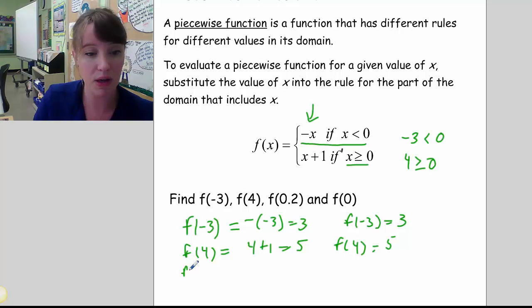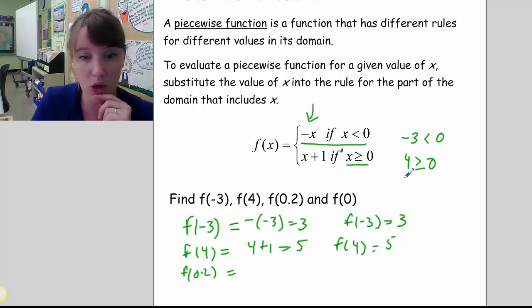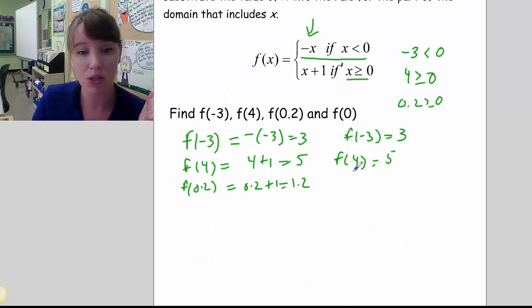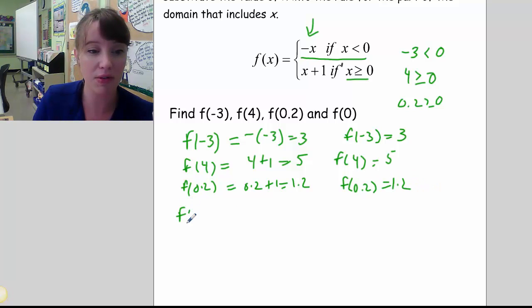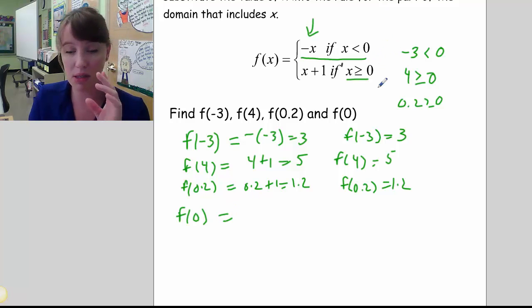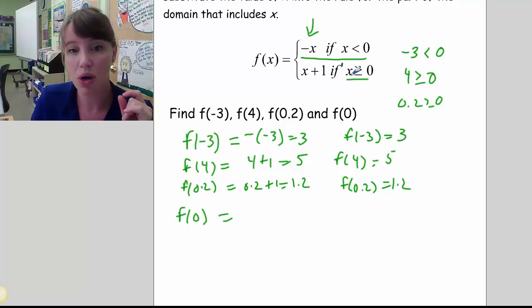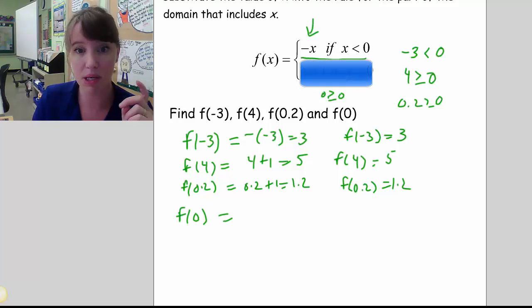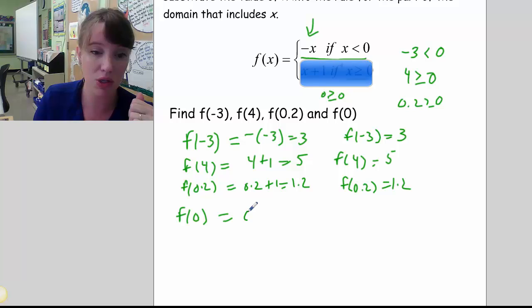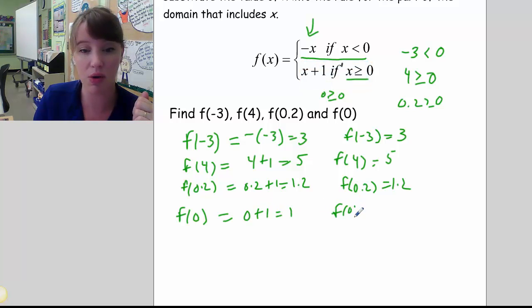Now f of 0.2. Let's think about it. 0.2 is greater than or equal to 0, so all we're doing here is taking 0.2 and adding 1 to it to get 1.2. So f of 0.2 is equal to 1.2. And then finally f of 0. Now this is kind of tricky because 0 is the dividing line between the pieces of the piecewise function. So is 0 less than 0? No, 0 is greater than or equal to 0. So we are going to be using the bottom rule here, because that's where the domain value of 0 fits in. So we're just doing 0 plus 1, which is 1, so f of 0 is 1.